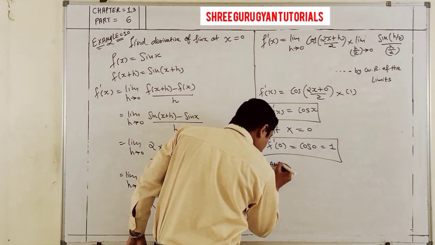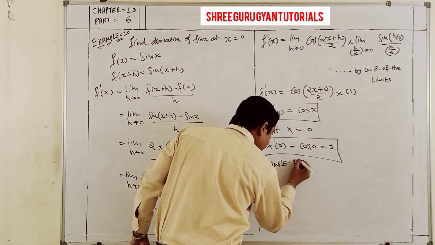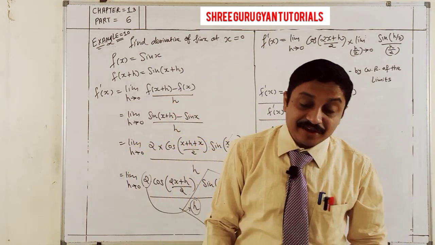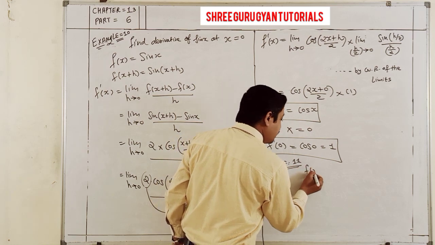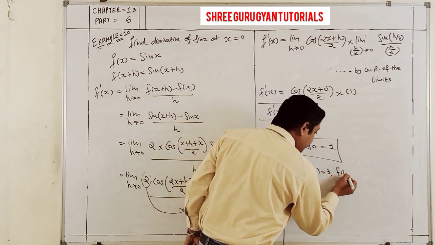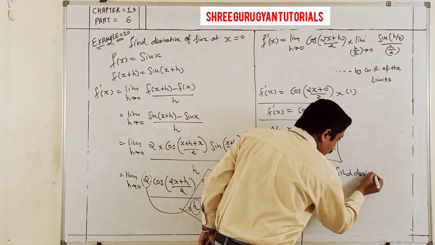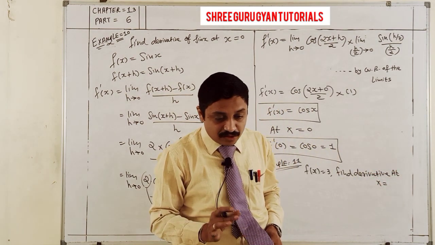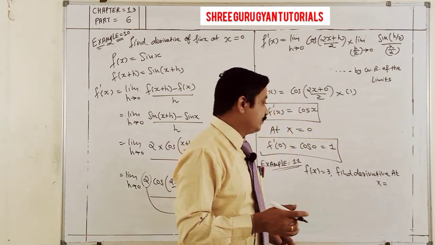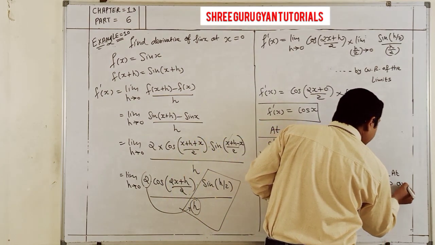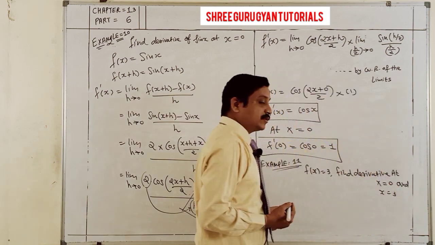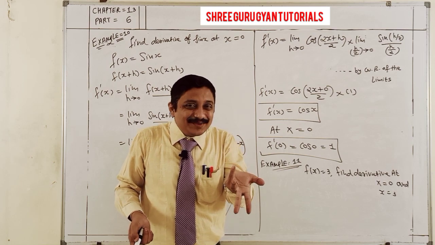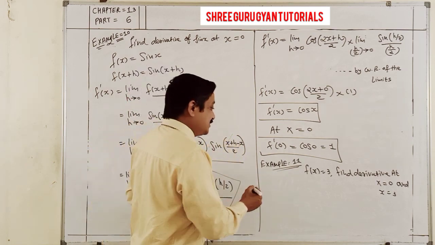Now example number 11. 11 is also the same way. The question is: f(x) = 3, and it asks to find the derivative at x = 0 and at x = 3. So at x = 0 and x = 3, students, it is already a constant function, and the derivative of a constant is 0. So my answer is finally 0.